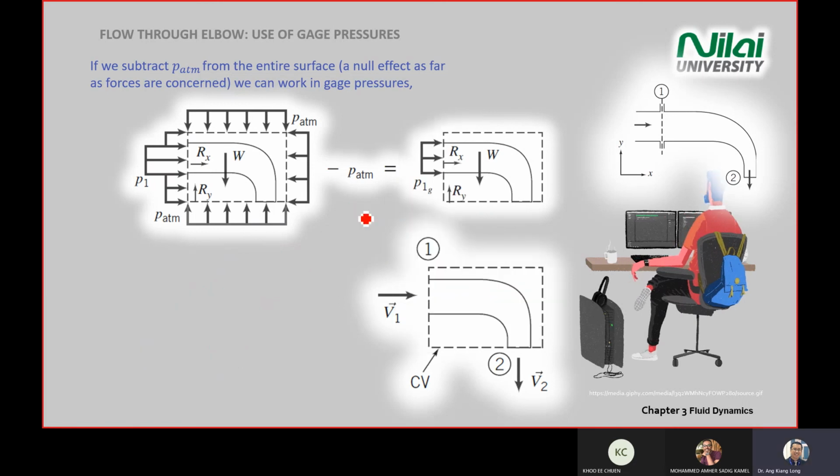Okay. Then you take out the atmospheric pressure. The final diagram that you have, you only have the pressure gauge on the left hand side. You have the Rx, Ry, and the weight of the water going down. Now in this case, I think you do not consider the weight of the pipe here.